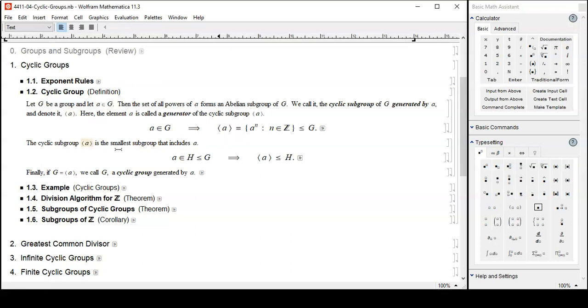It turns out the cyclic subgroup is the smallest subgroup that includes a. That means if there's another subgroup, say H, that includes a, then that subgroup H must contain the cyclic subgroup as well. So the cyclic subgroup is the smallest. Finally, if this cyclic subgroup happens to be the entire group G, if it covers the entire original group G, then we call the original group G a cyclic group generated by a.